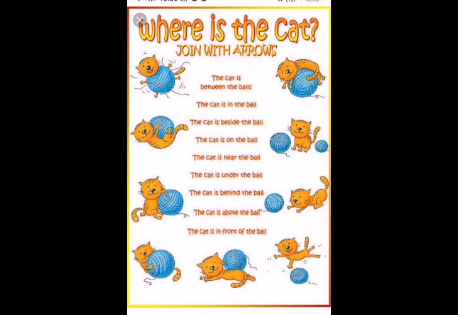Now the last sentence is the cat is in front of the ball. In front of means it is facing it. The last picture, downside, is the one where it is in front of the ball. So you can see the positions of the ball and the cat.